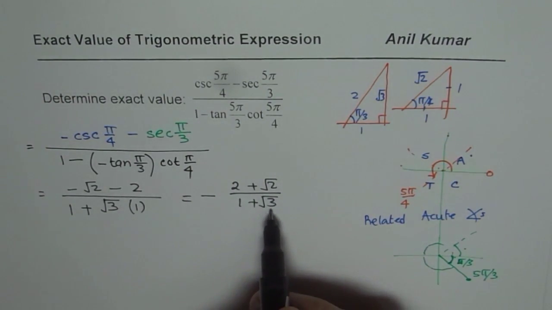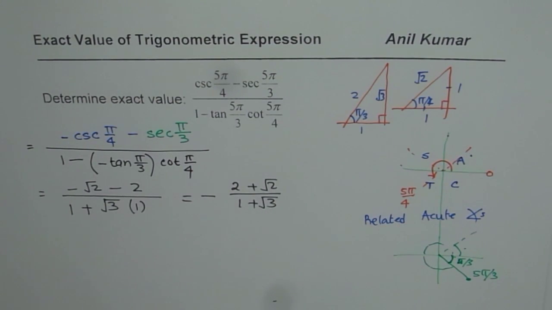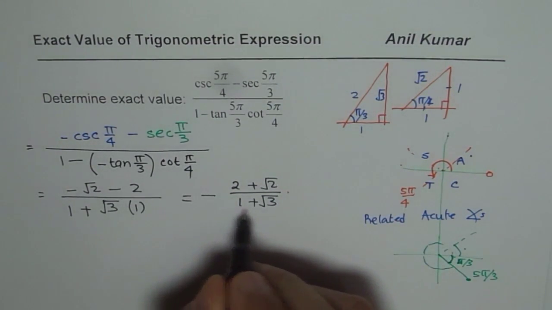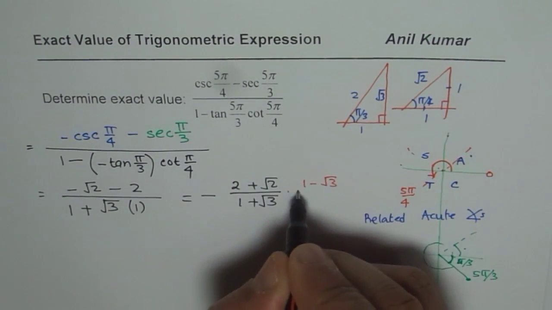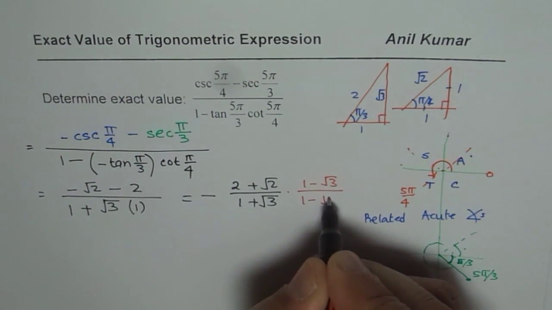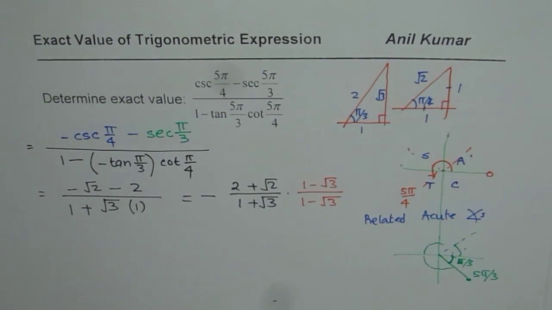You should never leave the answer with square root in the denominator, and that's the reason why we are going to rationalize it. So rationalization really means multiply and divide by conjugate of the denominator, 1 minus square root 3. If you don't do this last step, you may lose 0.5 marks at least.